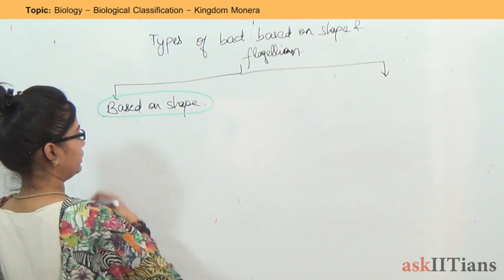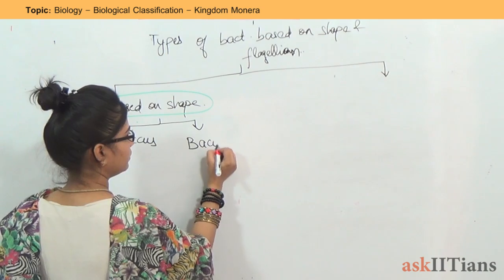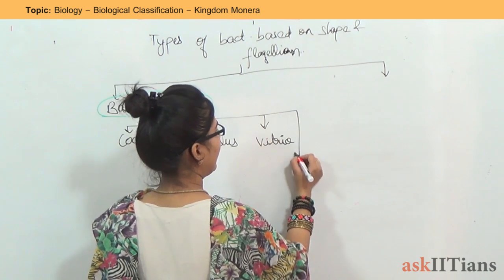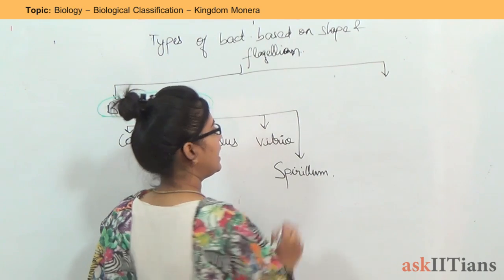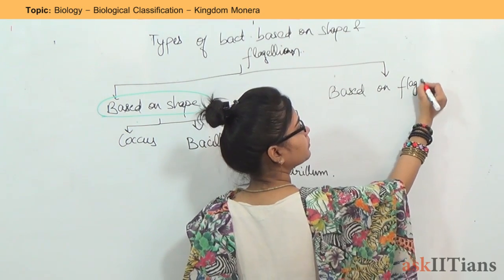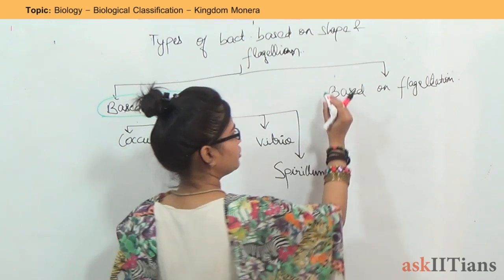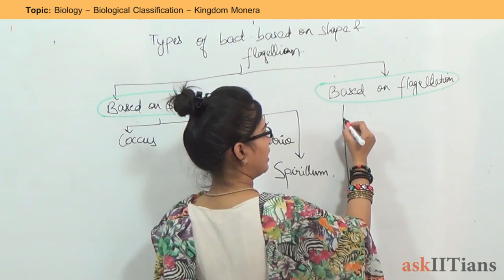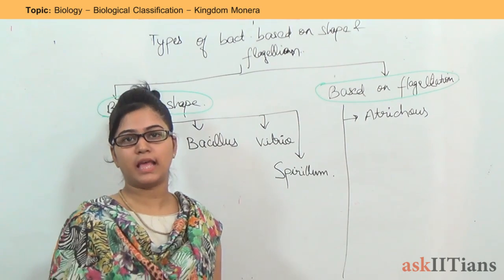Based on shape, bacteria are classified into coccus, bacillus, vibrio, and the last one is spirillum. Next is based on flagellation. Okay, based on flagellation we are going to have various types. There are many, so these are atrichous. What is atrichous? Flagella is absent.